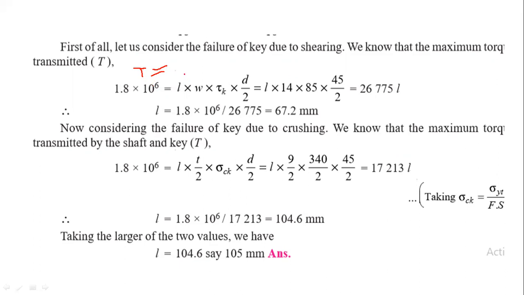This is the formula for torque for key material on the basis of shearing strength. Design of key on the basis of shearing strength: torque T equals L into W into tau K into D by 2. In this equation, you can substitute the value of width, shear stress induced in the key material, the diameter of the shaft, and the torque. From this equation, the length of the key is 67.2 mm. So on the basis of shearing strength, the required length of the key equals 67.2 mm.